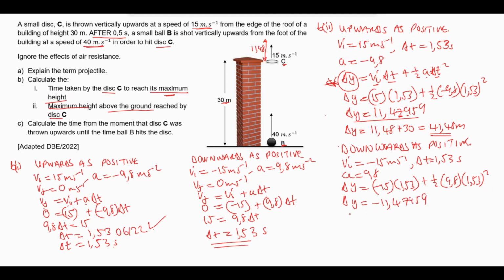And then we get delta y is equal to negative 11,47959. Check, now you're getting a negative answer to show that actually this is displacement above the starting point. We took downwards as what? As positive. Then we're getting a negative answer. So it means this is above the starting point. This is just the same as 11,48 above the starting point. Then we can add 30 meters just like we did here. 30 plus 11,48, which is 41,48 meters above the ground.